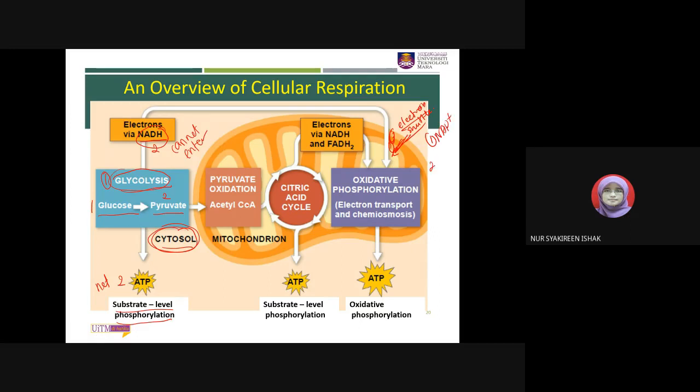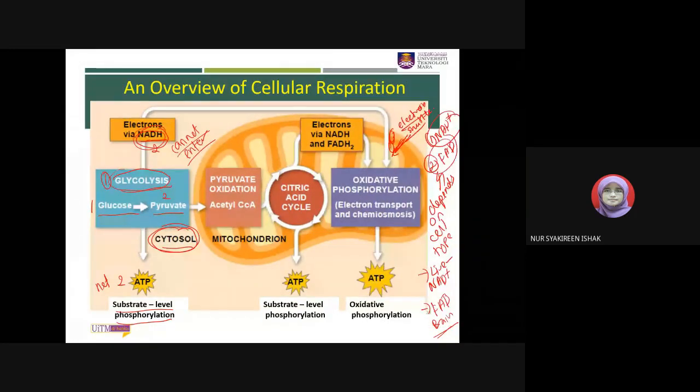This electron shuttle will pass the electron to either NAD plus or FAD. It depends on the cell type. If we look at liver, the acceptor will be NAD plus. If it involves the brain cell, the electron acceptor will be FAD. So ini awak kena take note sikit. The NADH produced in glycolysis cannot enter the mitochondria, but it passes its electrons to the electron shuttle, and then the electron shuttle to either NAD plus or FAD, depending on the cell type.